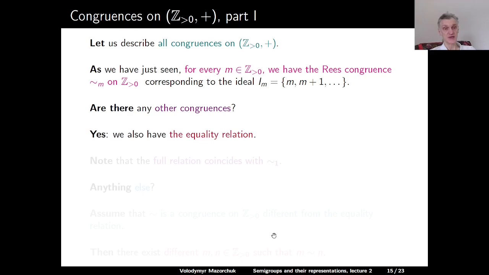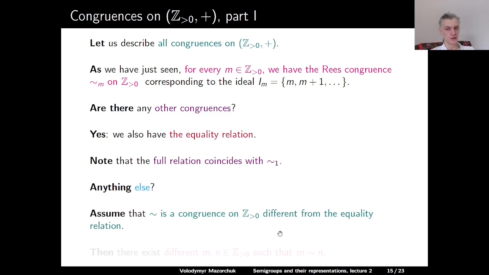The naive answer is yes, because we have the equality relation and it's definitely different from any of these tilde m's. Let's note that the full relation on our semigroup coincides with tilde 1. So the full relation is covered, but the equality relation is different. Any other congruences? So let's try to figure out what are the other congruences which we have on the semigroup of all positive integers with respect to addition.